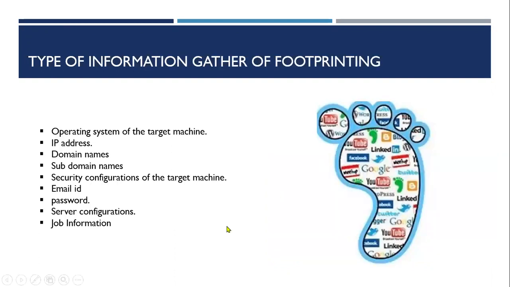Now we will see what type of information we can gather from footprinting. Why are we doing footprinting? Okay. We can know the operating system of the target, whether the victim's system is using Linux or Parrot operating system, or just Windows, or Mac OS. So then we can scan for vulnerabilities.